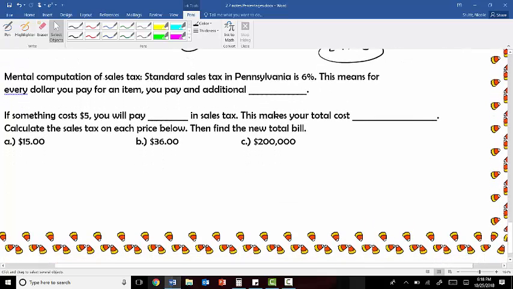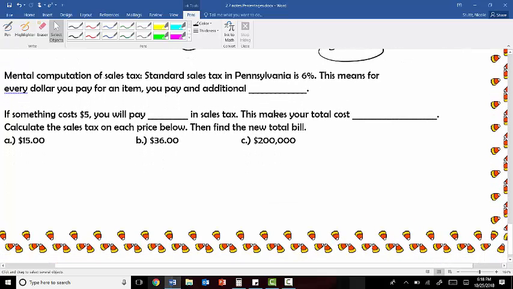The last thing we're going to talk about is sales tax. Sales tax in Pennsylvania is 6%. And that means basically for every dollar you pay for an item, you pay 6 cents for every dollar. Not 60 cents, 6 cents. So sometimes you can do mental computation of your sales tax, and you have something small like $5. If you think there's $5, 6 cents per dollar, you're going to pay 30 cents. So your total bill would be $5 plus the 30 cents. So $5.30.